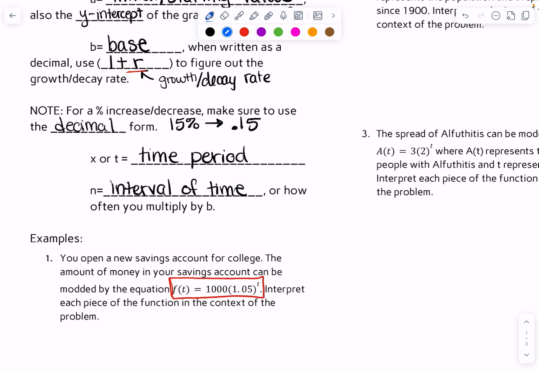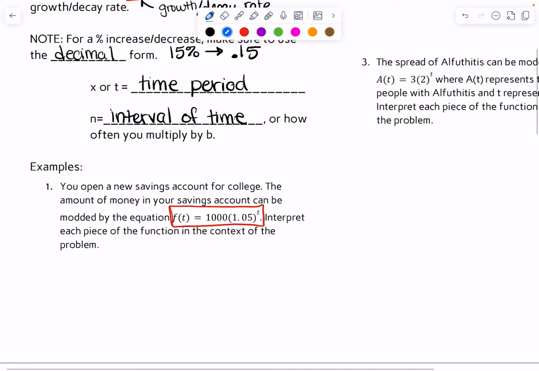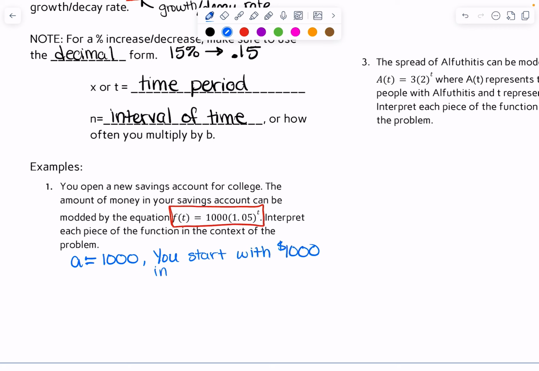So starting with the A, that initial value. Well, in the context of this problem, the A is 1,000. And because this is the amount of money in your savings account, that just means you start with $1,000 in the savings account.